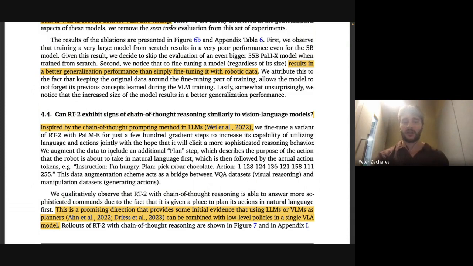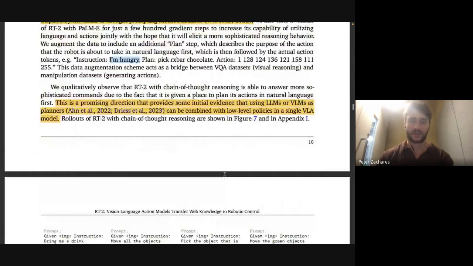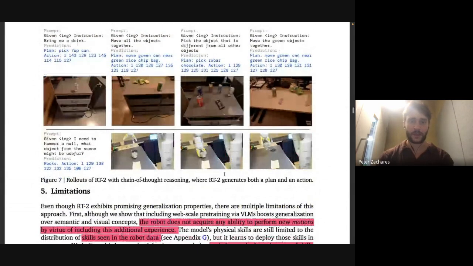This chain of thought is probably familiar if you've worked with language models before in your job or research, where you sequentially call the model and ask it to break down a task into multiple steps. So they're showing that it actually does improve performance and allows it to handle really ambiguous tasks like I'm hungry, figure out what to do, and then translate that into actions. I don't think they have any results for that.